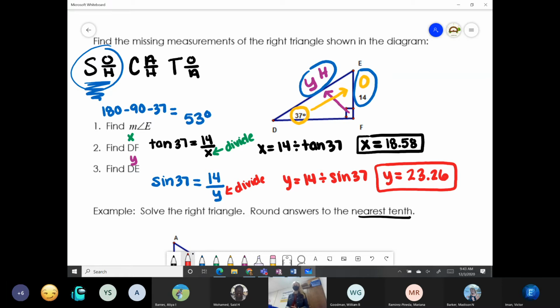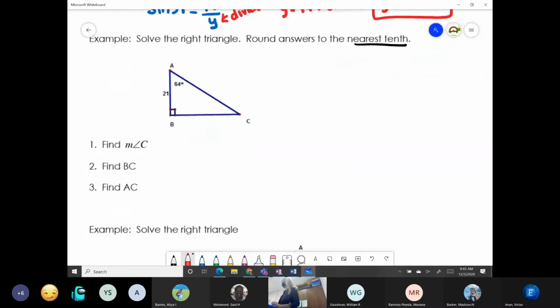So that was a throwback solve for the triangle. Remember, we were solving for missing side length, so we just used regular old sine, cosine, and tangent. We're going to do another one of these, and then our last example for today is going to go back to using some more of those inverse.